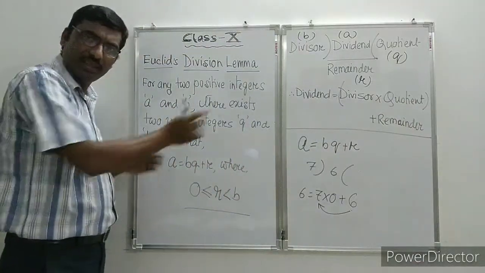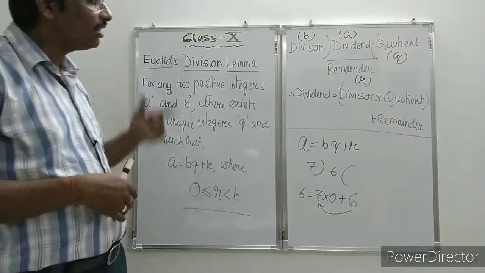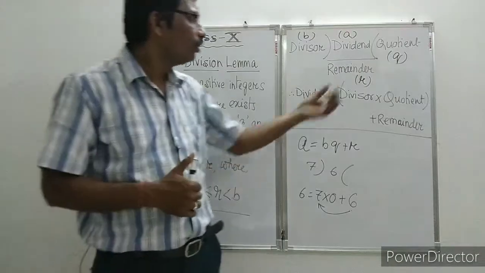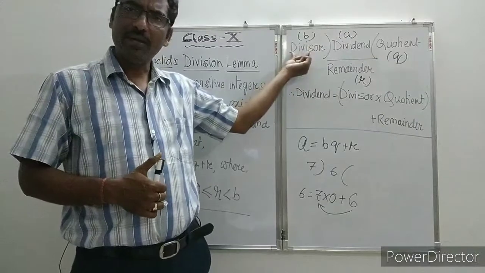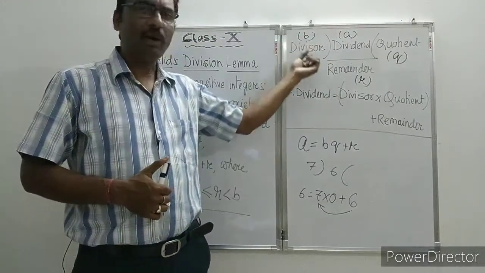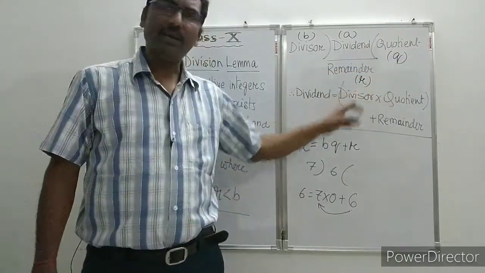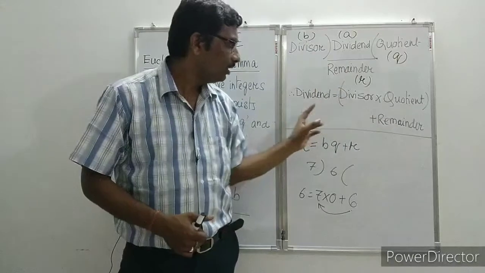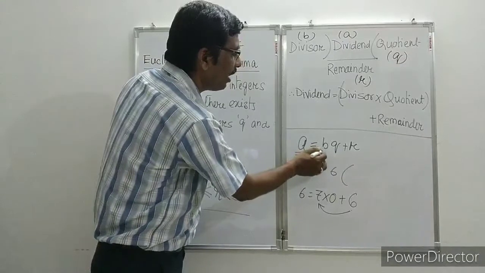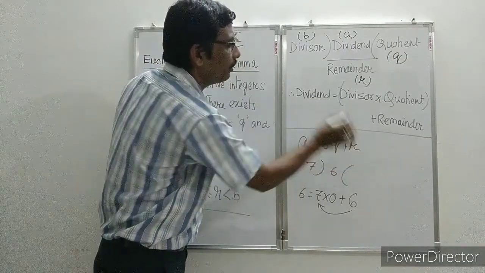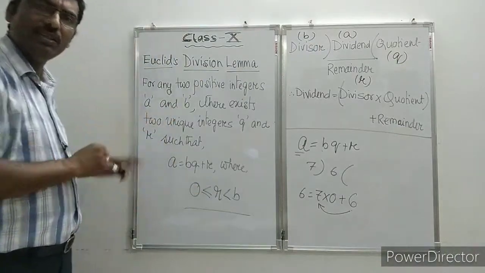So here also, there is a link. Here we are not talking about the dividend, divisor, quotient and remainder. We are taking a number a as dividend and another number b as divisor. If we divide, we will get a quotient. Here we are writing q, and the remainder is r. If we put it into the division algorithm, dividend equals divisor into quotient plus remainder. Yes or no? So this is Euclid's division lemma.